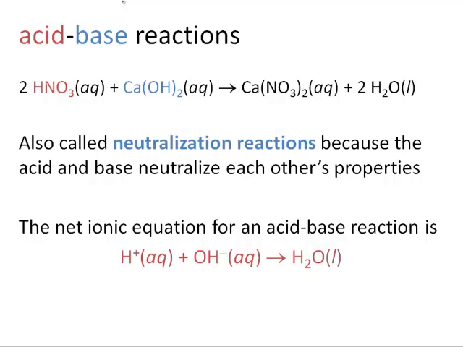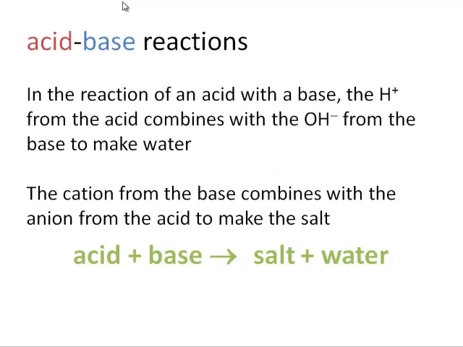Okay? When predicting the products of acid and base neutralization reactions, we know that the H plus from the acid is going to combine with the hydroxide from the base to produce water. So a simple mechanism for predicting the product would be this general statement: an acid plus a base equals a salt, remember any inorganic ionic compound, plus water. We can also use the mechanism for a double replacement reaction, which we'll see next.